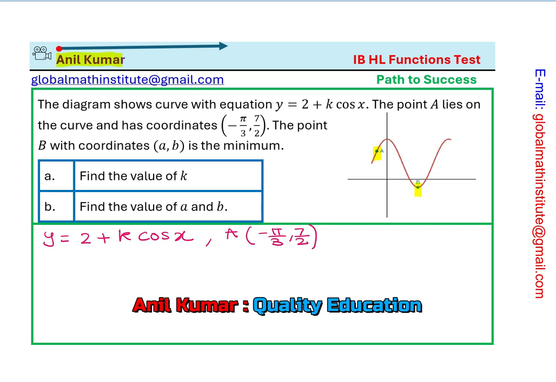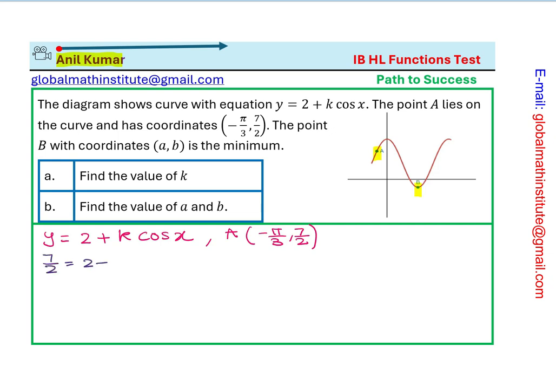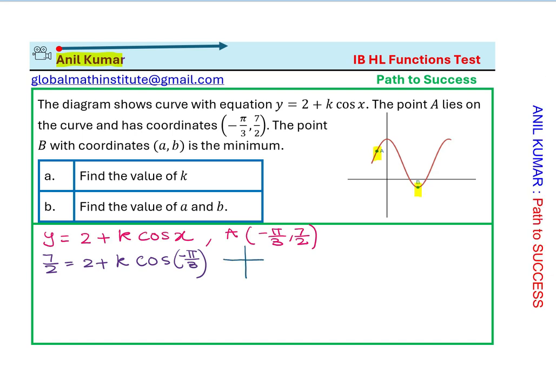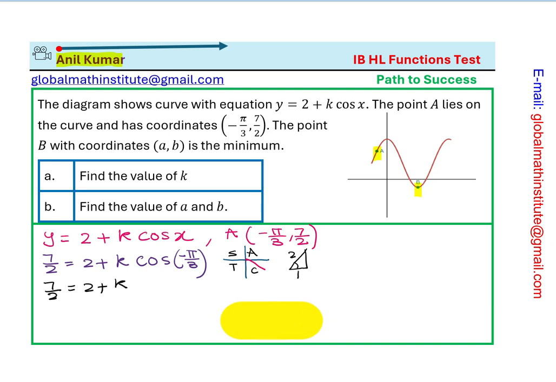Substituting, we get y value of 7 by 2 equals 2 plus k times cos of minus pi by 3. Right, so minus pi by 3 means we are in which quadrant? We are in quadrant 4. And if you apply the cos rule, we know it is going to be positive, correct? Also, for pi by 3, you can make a right triangle, and this angle is pi by 3 with cos value of half. So what we get here is 7 by 2 equals 2 plus k times half.